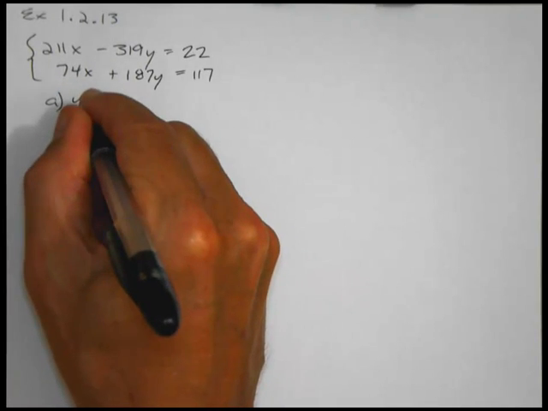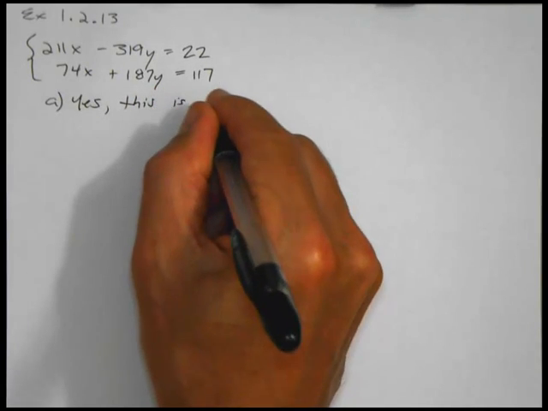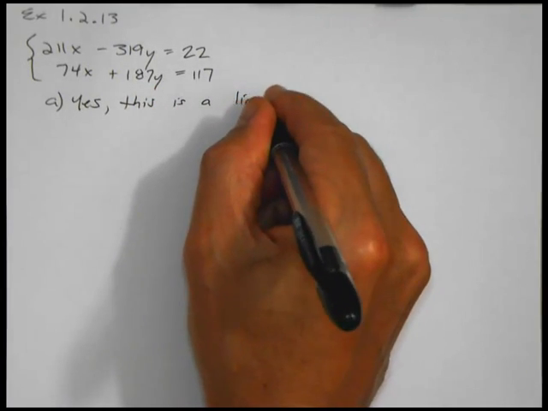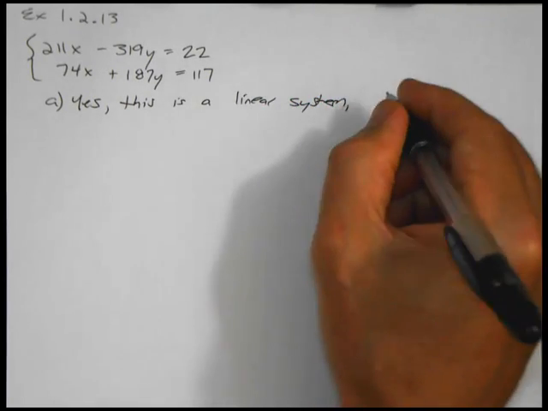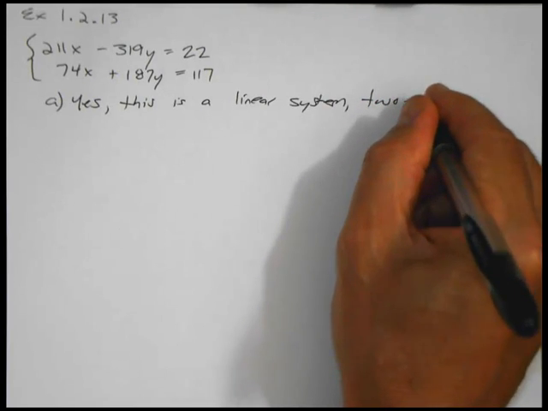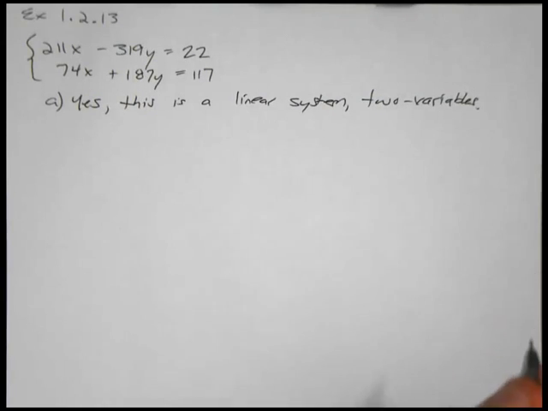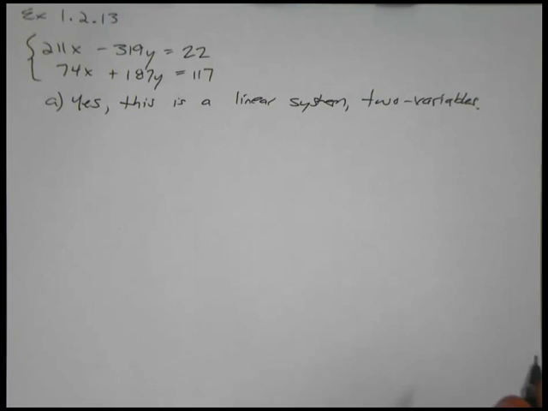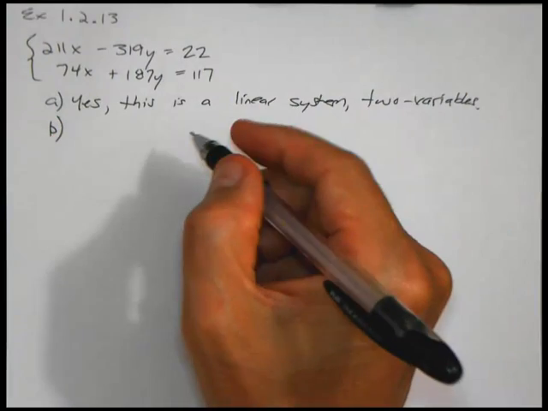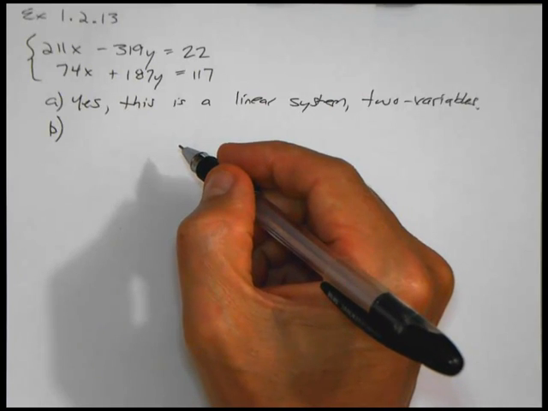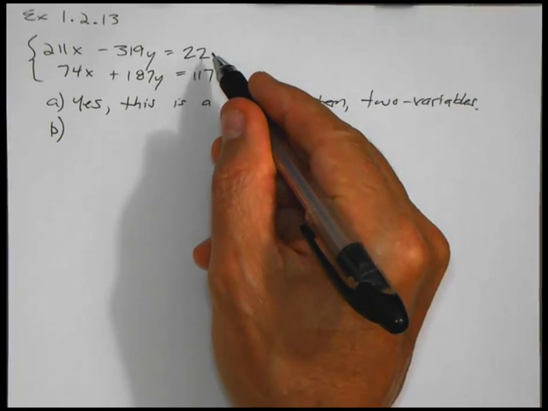Part A, yes. This is a linear system, 2 variables. Okay, this brings us to part B, where we're trying to solve it using the calculator. Alright, to do this, we will need to solve graphically, get y solved for in each case of these equations.